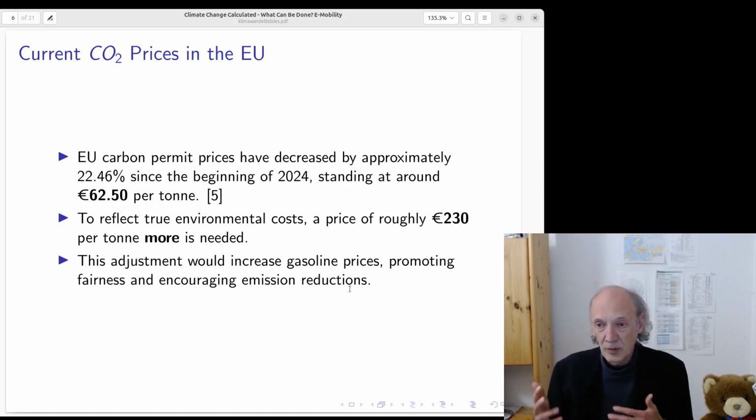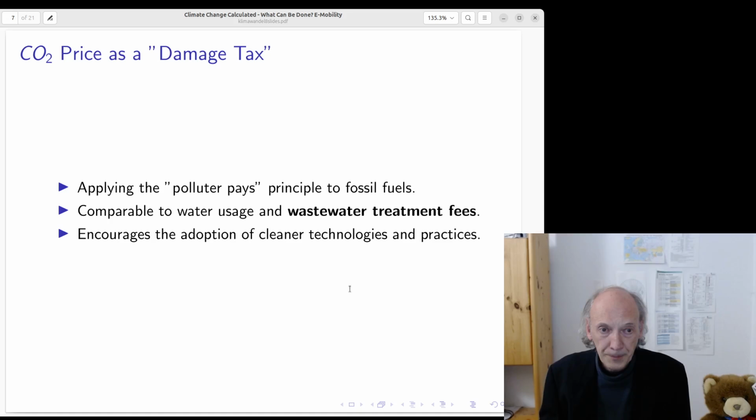Basically, if you cause damage, you should also pay for it. Otherwise, everybody would pay for the damage that somebody else causes. So this is the CO2 price as a damage tax, applying the polluter pays principle to fossil fuels. This is comparable to water usage and wastewater treatment fees. It encourages the adoption of cleaner technologies and practices because that also saves them more money.